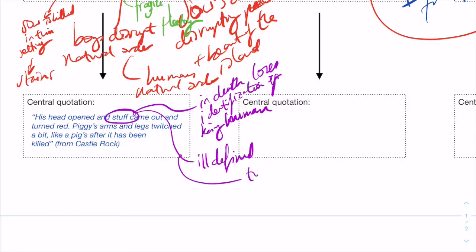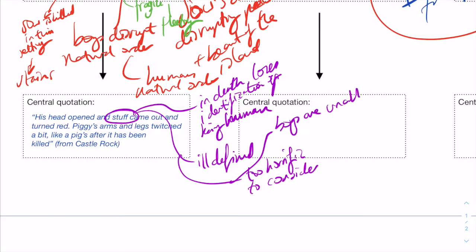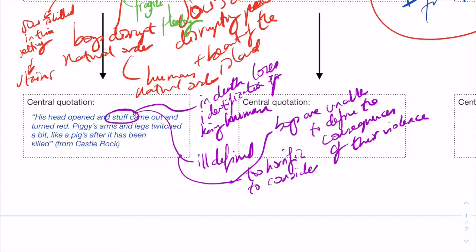It's almost too horrific to consider. The boys are unable to define the consequences of their violence. In the same way as killing the sow kills the maternal figure who can reproduce and produce enough food for the rest of the island. And then here we have "Piggy's arms and legs twitched a bit like a pig's after it had been killed." And this simile is really critical here.